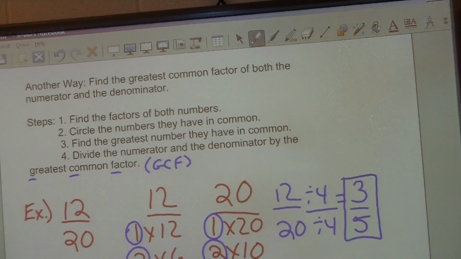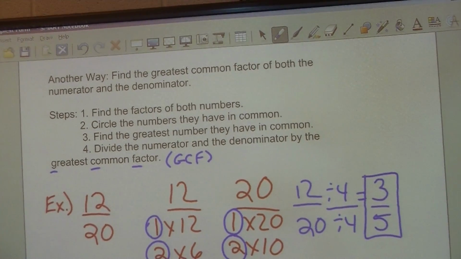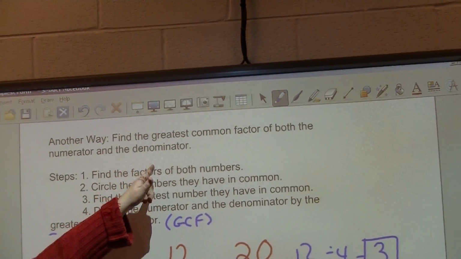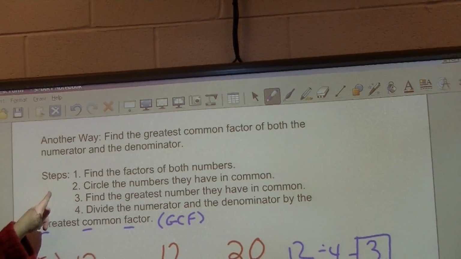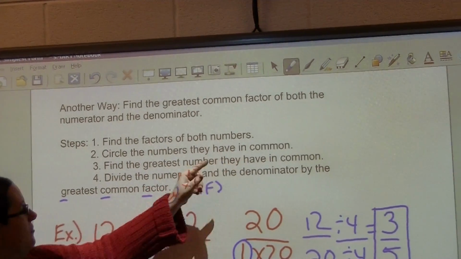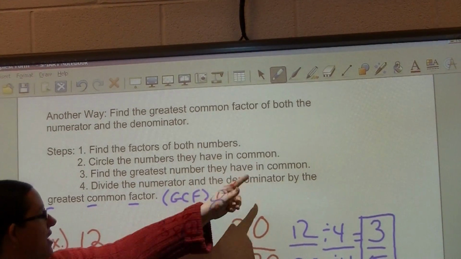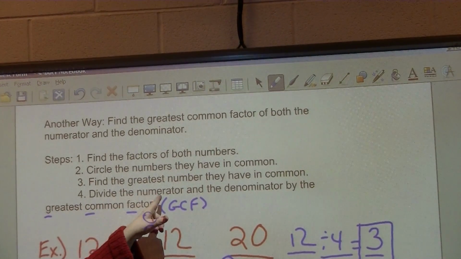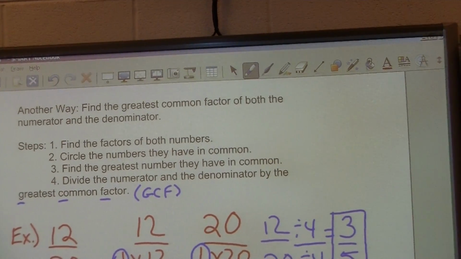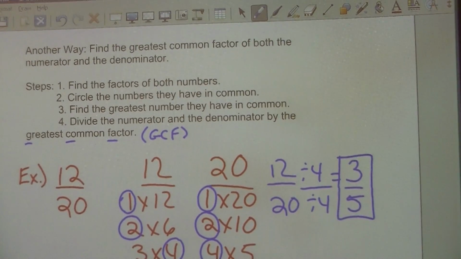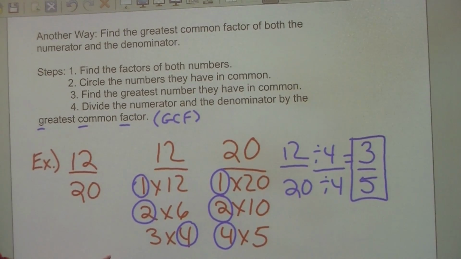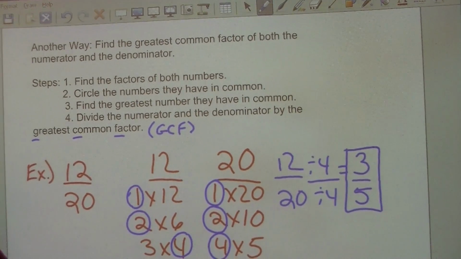All right, now I'm going to teach you the other way that you can do this. Another way is to find the greatest common factor of both the numerator and the denominator, also known as GCF. Here are our quick steps. Find the factors of both numbers, circle the numbers that they have in common, find the greatest number they have in common, and then your last step will be to divide the numerator and the denominator by the GCF, or the greatest common factor. That way you're only dividing one time, instead of having to figure out multiple numbers to use to break it down. So yes, this might look like a little more work. I think it goes a little faster, but you will be able to decide on your own which way you use.